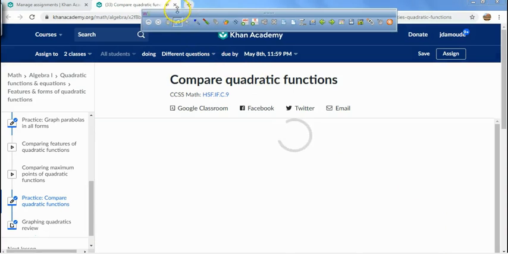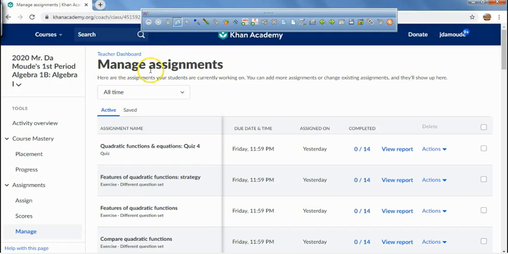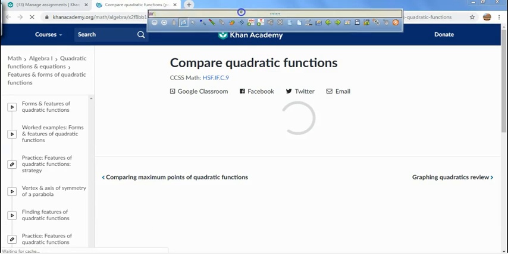Now we're going to go ahead and do a couple more of these just to show you how easy it is. Comparing quadratic functions. Here we go.